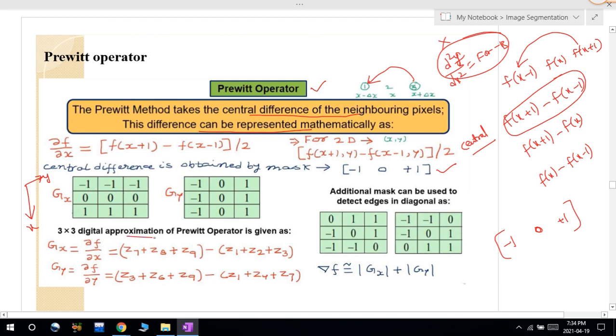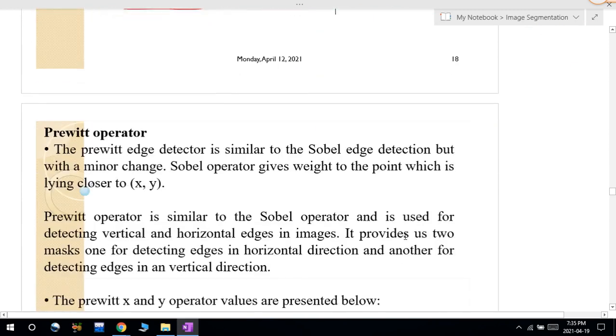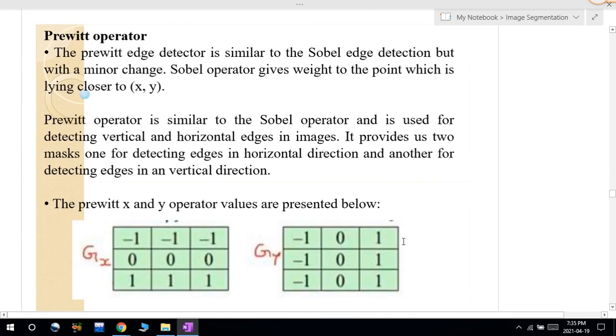If you are applying this formula, here we have Z1, Z2, Z3, and Z4, Z5, Z6, and Z7, Z8, Z9. If I apply Gx, then it is Z7 plus Z8 plus Z9 minus Z1, Z2, Z3. In the Y direction, that is Z3, Z6, Z9 minus Z1, Z4, Z7. After finding Gx and Gy, again we find the magnitude. If that magnitude value is greater than the threshold value, then I consider it as an edge point.